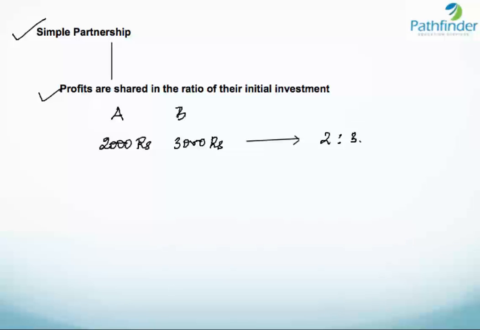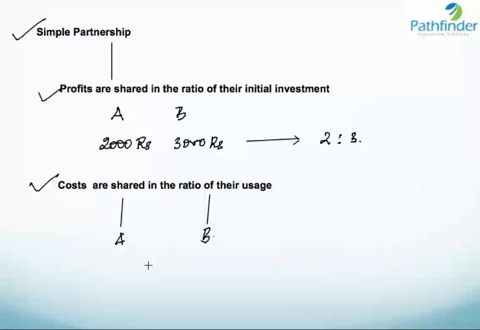Similarly, in case of costs, costs must be shared in the ratio of their usage. So once again, if A and B come together and rent a room for 1 month, say, and A occupies the room for only 10 days, while B occupies the room for the remaining 20 days, then the rent will be shared between A and B in the ratio of 1:2. So we see that the cost or the rent in this case has been shared in the ratio of their usage.